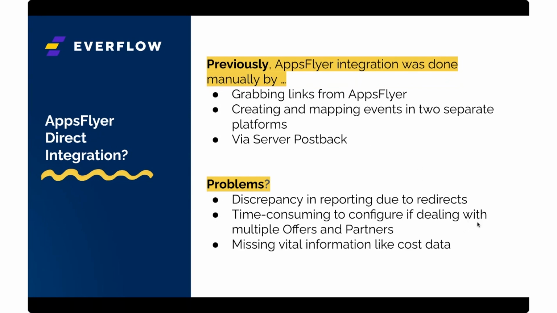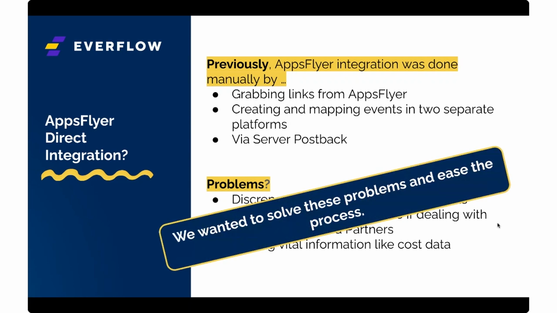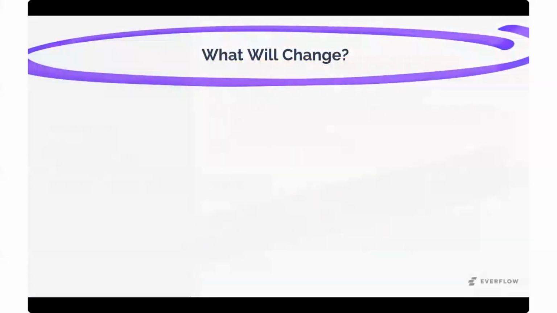And it could lead to missing vital information like cost data, which was hard to get unless it was static data that you could pass in an attribution link with this manual integration. And we wanted to solve these problems and ease the process.